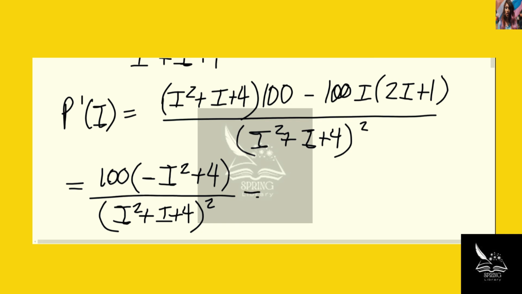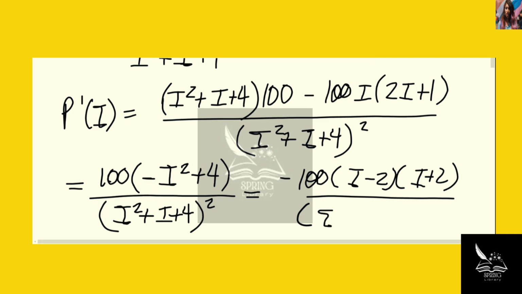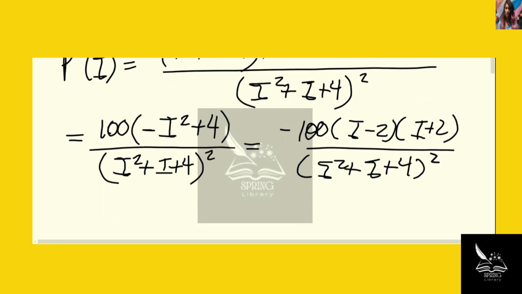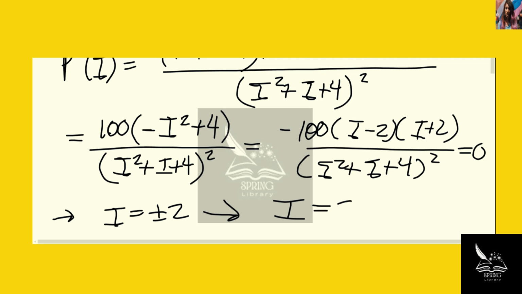And we can factor this as negative 100 times I minus 2 times I plus 2 over I squared plus I plus 4 squared. If we set this equal to 0, well, this gives us the critical values I equals plus or minus 2. Of course, you can't really have a negative light intensity, so I is just positive 2. This is our only critical value.